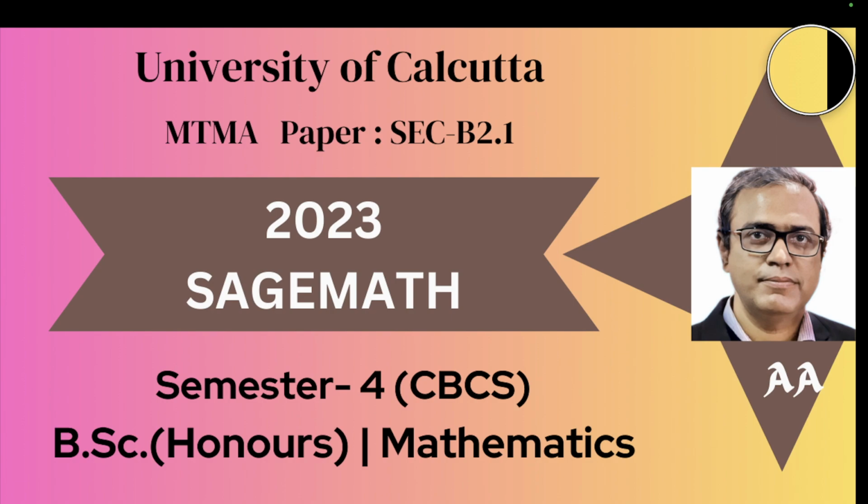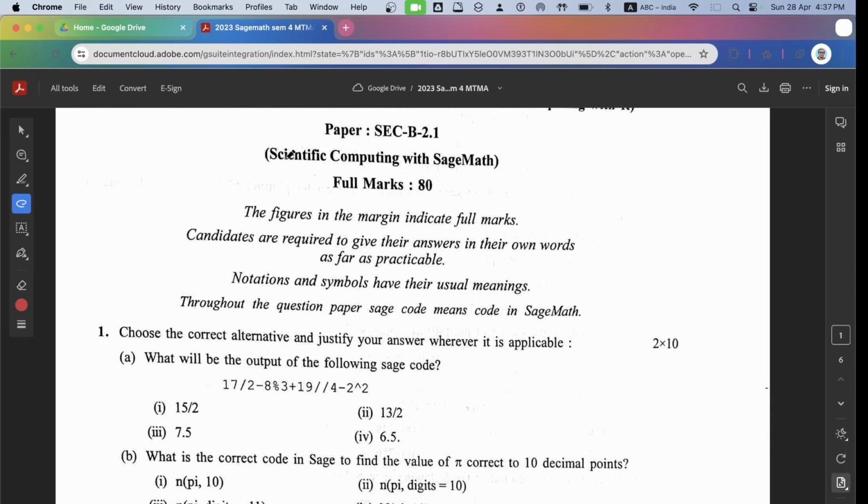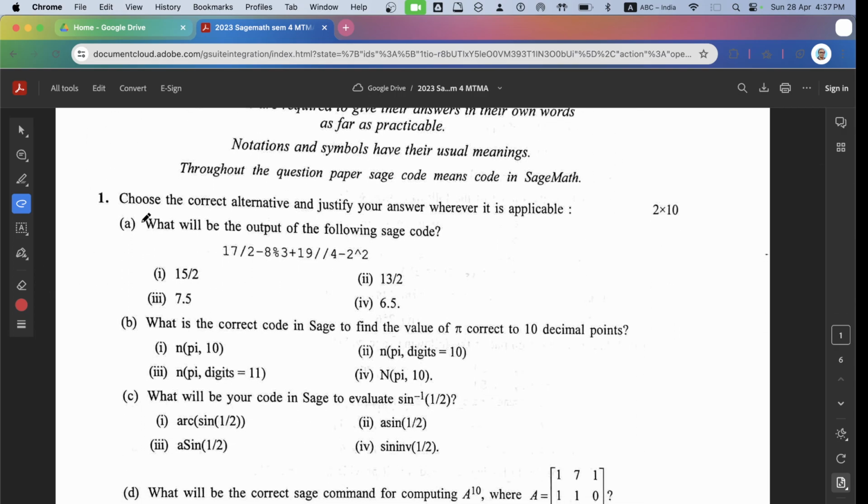Now we discuss the question paper: 2023 SageMath Semester 4 Mathematics Honors Paper, ACC Skill Enhancement Course B2.1. The question paper is this. First question 1A. What will be the output of the following Sage code?